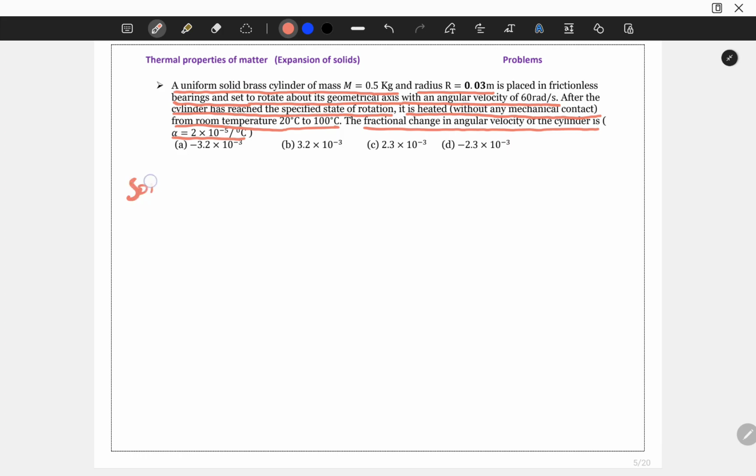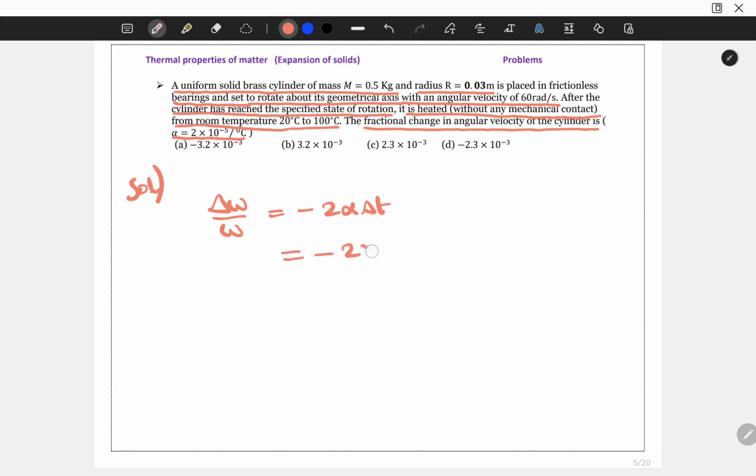So here, without any mechanical contact, net torque equal to 0 because net force equal to 0. Since net torque equal to 0, we can apply conservation of angular momentum. So from the theory, very simple here, we have the formula delta omega by omega equal to minus 2 alpha into delta t. How are we getting this? This is by applying the law of conservation of angular momentum plus the moment of inertia concept. So this is the formula from the theory.